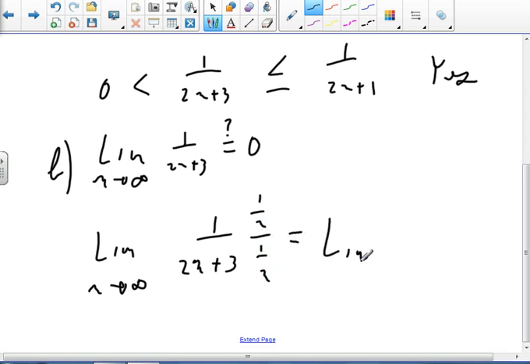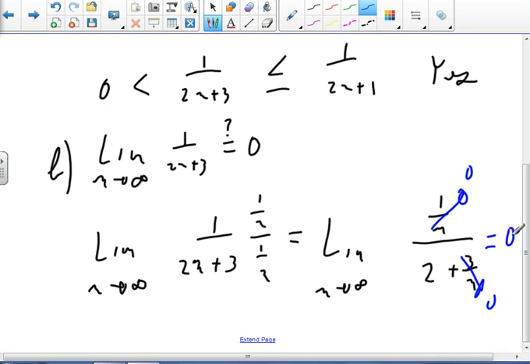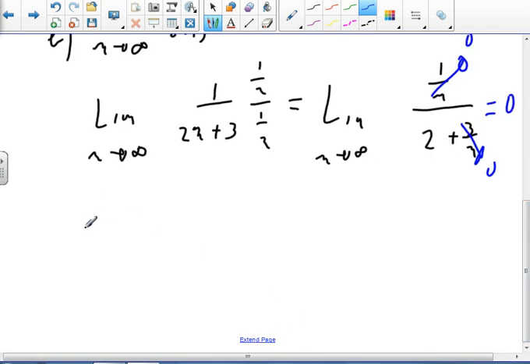Limit, n goes to infinity, 1 over n, 2 plus 3 over n. And we notice that this goes to 0, that goes to 0, the whole thing goes to 0. So that is also true. So that being the case, this converges. So we know it converges.